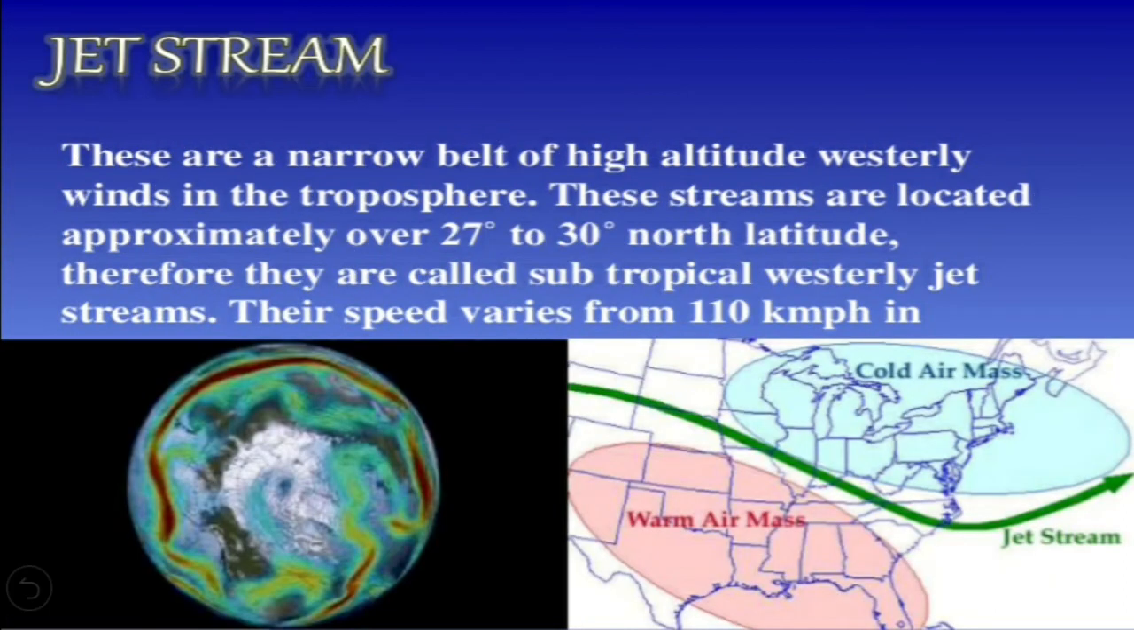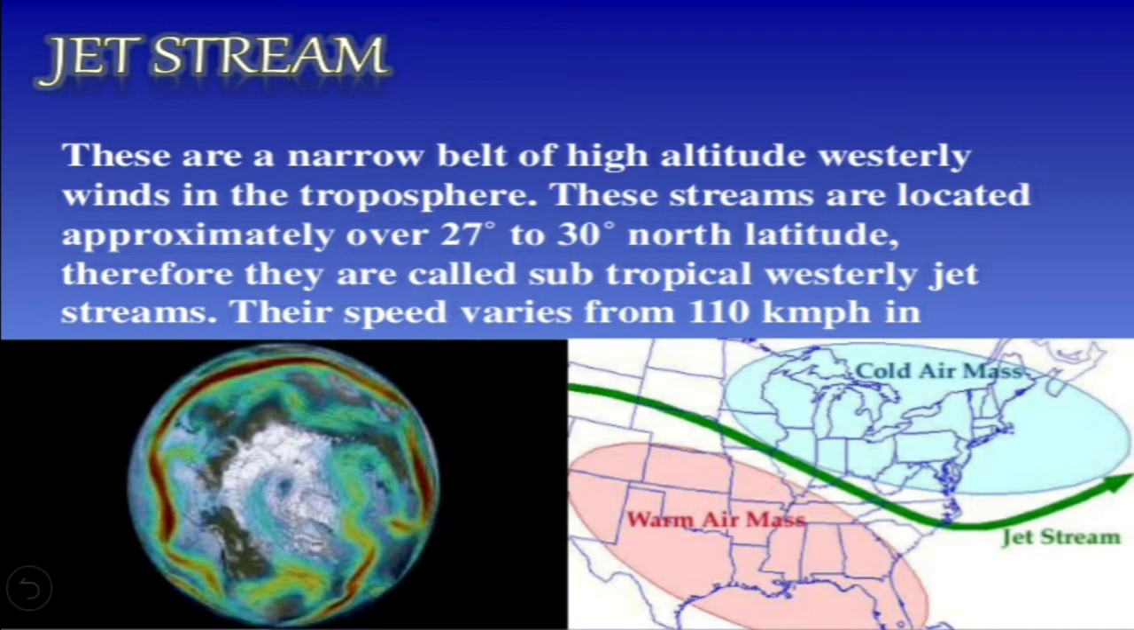Now children, jet stream. What are these jet streams? These jet streams are a narrow belt of high altitude westerly winds in the troposphere, and these streams are located approximately over 27 degree to 30 degree north latitude. Therefore, they are called subtropical westerly jet streams. Their speed varies from 110 km per hour.